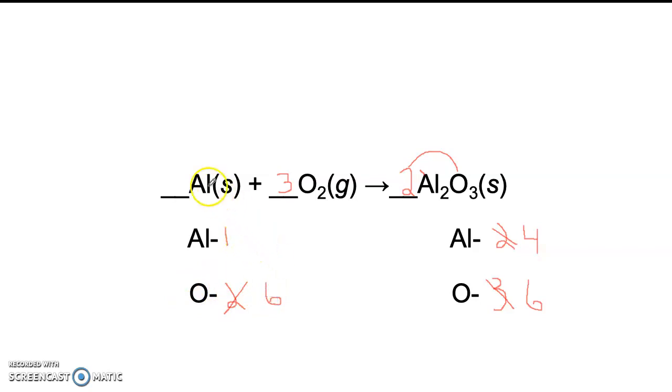Now we have aluminum by itself, and it has a 1. Over here it has a 4. So we can simply place a 4 right there. So now we have 4 aluminums and 6 oxygens. So technically it is balanced. So your coefficients are 4, 3, 2.